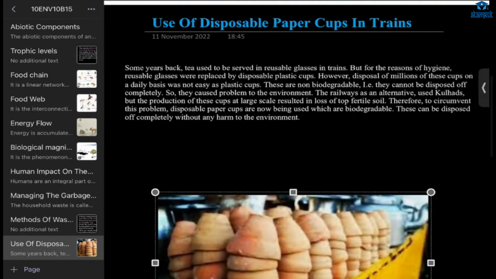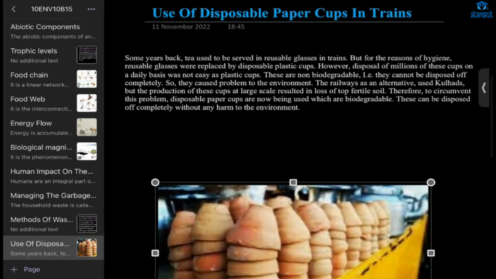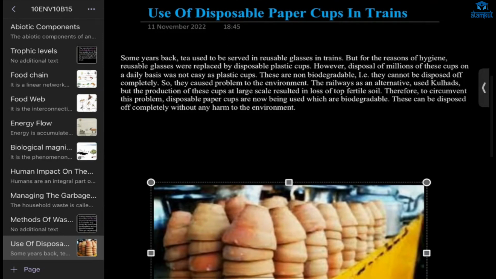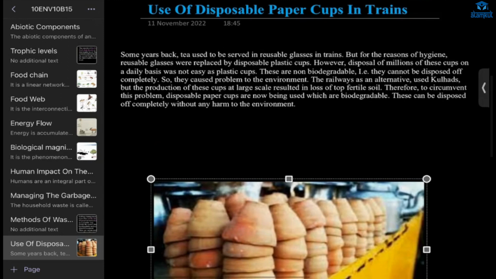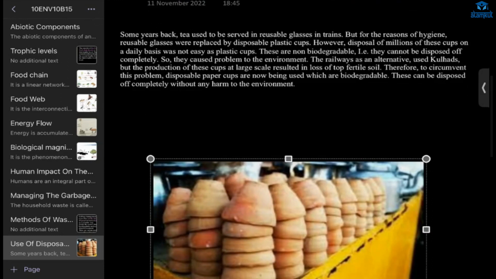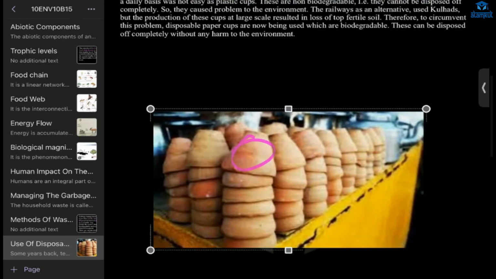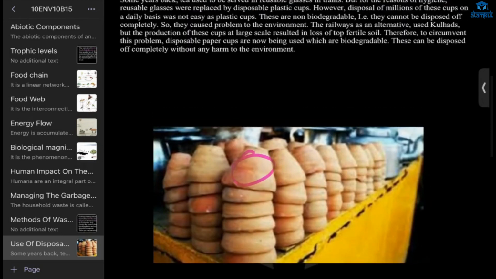Next, we will talk about the use of disposable paper cups in trains. Some years back, tea was served in reusable glasses in trains. But because of hygiene, reusable glasses were replaced by disposable plastic cups, and they were non-biodegradable, so they could not be disposed of completely, and they caused environmental pollution. So the railways used kulhads, these mud cups, okay. And what happened because of this?